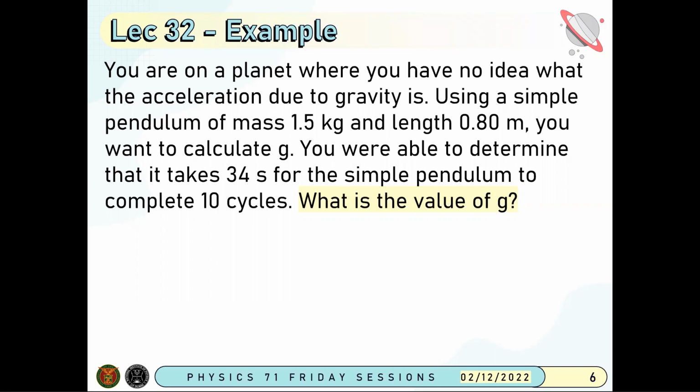Okay. So meron tayong 10 cycles na na-complete. So meaning, pwede natin ma-compute yung period. So ang period, total period is 34 seconds over the 10 cycles. Okay. Kasi it takes 34 seconds to complete all of the 10 cycles. Okay. So if we divide the time by the cycles, then we get the time it takes for one cycle to complete. And that is 3.4 seconds.